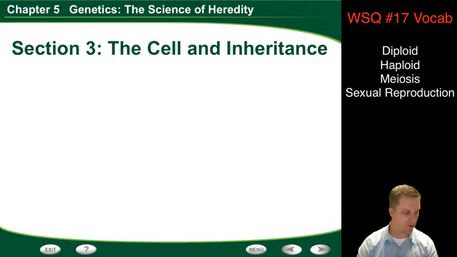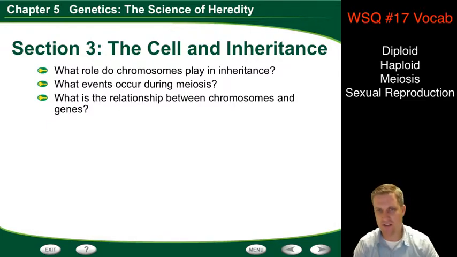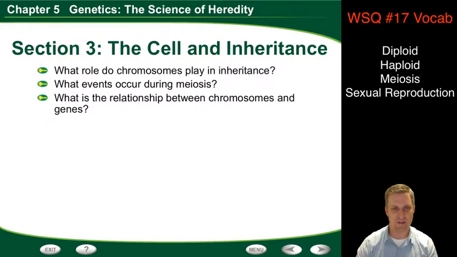We're going to be dealing with some terminology and some new things for you to understand and know. And really our purpose as we go across this section is to be able to better understand at a cellular level what's happening. Three quick objectives. We're going to learn what role chromosomes play in inheritance today. We're going to learn what events occur during meiosis, not to be confused with mitosis. Totally different concept, totally different process. And we're going to learn what the relationship is between chromosomes and genes. Okay, so that's our purpose today. That's what we're going to get at.